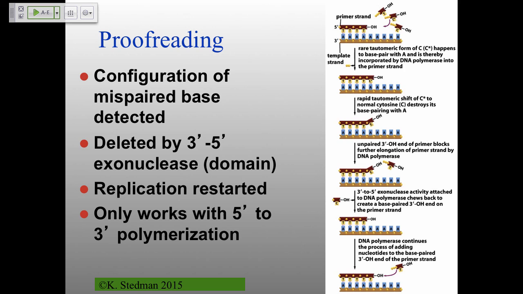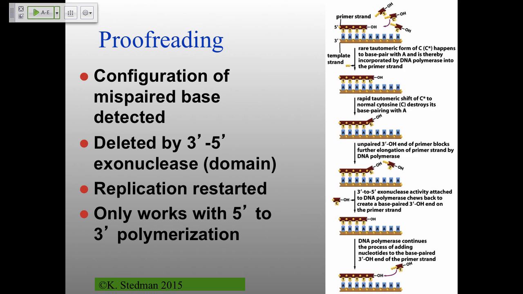Then there's an exonuclease which will chop off that incorrectly added base. That exonuclease backs up, so it's a 3' to 5' exonuclease because you just added on the 3' end. Okay, so your exonuclease has to go back from 5 to 3, generate a 3' OH that can then be added to by the polymerase. All of the replicative polymerases have a separate domain which has this exonuclease activity.